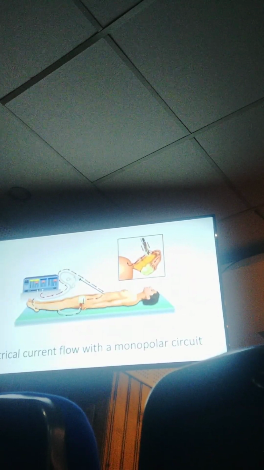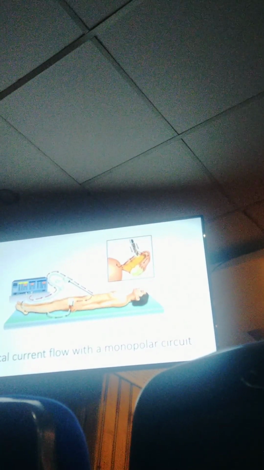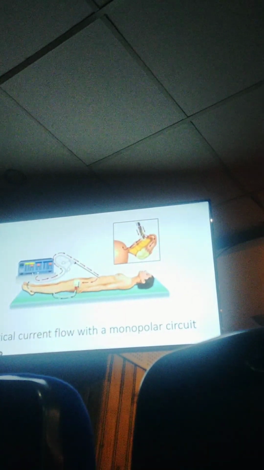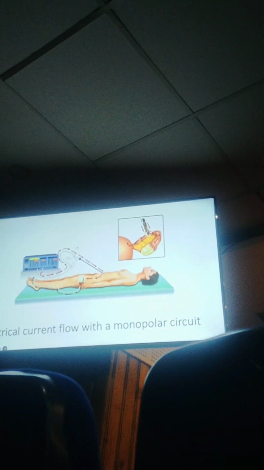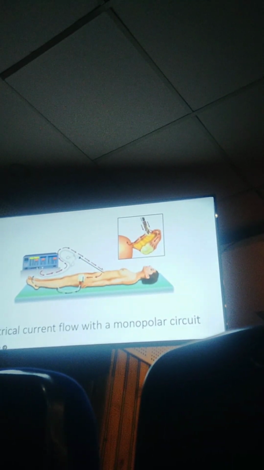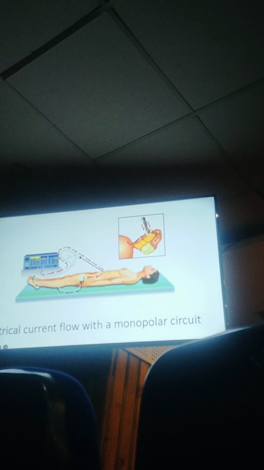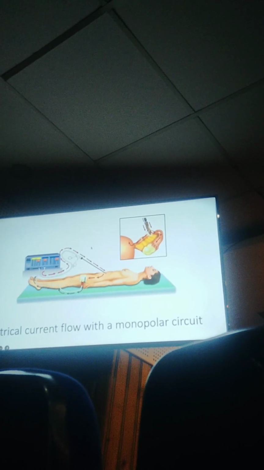Now there are terms we call monopolar and bipolar. Let's look at those terms. This is the electric current through a monopolar circuit. We have an active electrode in our hand, and there is one dispersive electrode placed on a different part of the patient's body. The current comes through the active electrode, enters the patient's body, and then goes back to the machine. This alternates at 500,000 times per second.